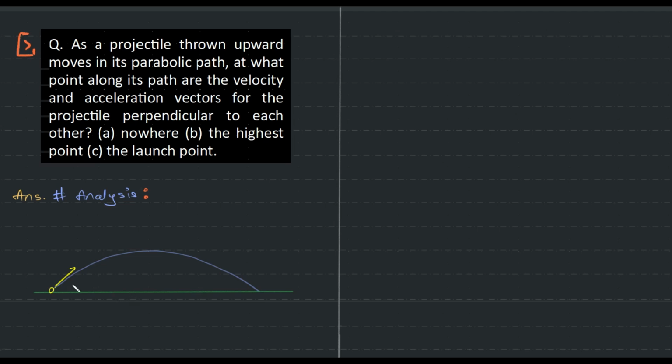Now the question is, when will the resulting vector, the actual vector, actually not the resolved vector, the actual vector and the acceleration be perpendicular to each other? So this is the vector and this is the acceleration. When are they making an angle of 90 degrees? The question.